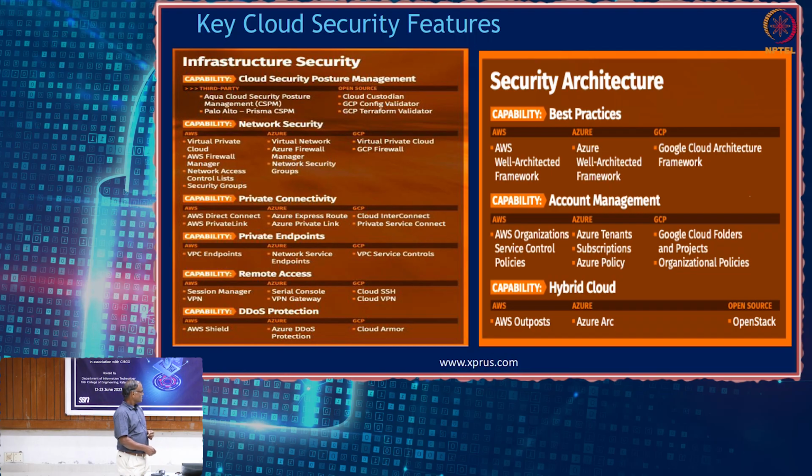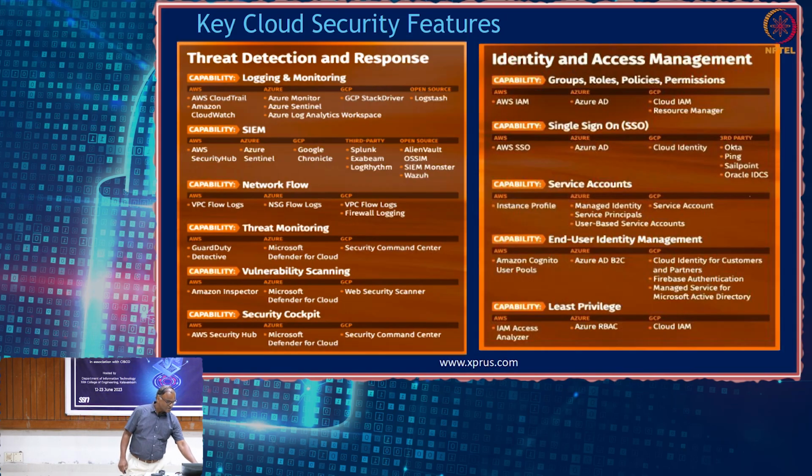Okay. There is an open source something called OpenStack, and Azure has something called Azure Arc. So again, from the multiple cloud providers, what are some of these things available? From the security, so logging and monitoring, again, what are the things available within AWS Cloud? In all the other clouds, GCP and open source, what are the things available?